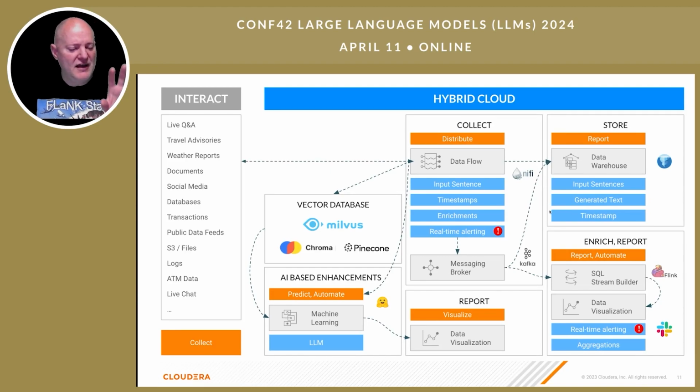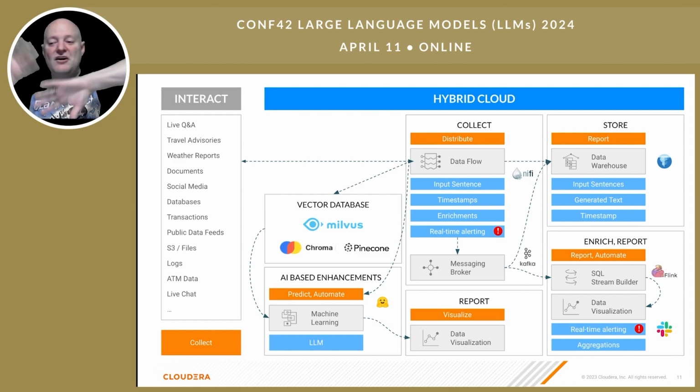Common use case, and this is where NiFi really shines for this process, is interacting with people and data. And for automated tools, they may not know the difference. Now, you know the difference if you're doing live QA, and I'll show you that through Slack because you're typing it, but that data can be done by another bot. That data can be coming from a database. It can be coming from REST endpoints, documents, social media, transactions, public data feeds, S3 and other files somewhere, logs, ATMs, other live things, weather reports, wherever that is.